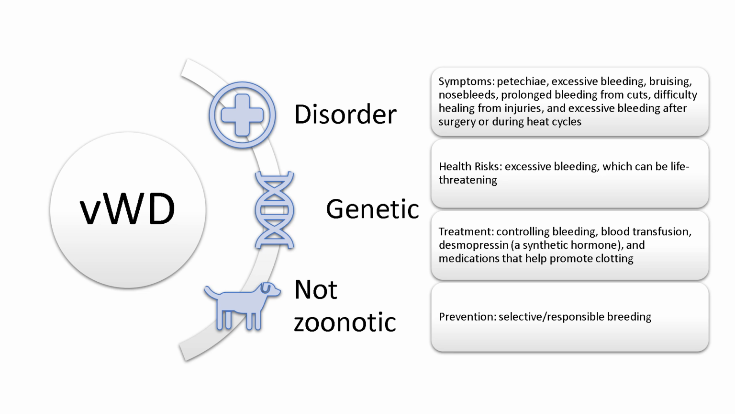triggering bleeding. Prevention of von Willebrand's disease is primarily achieved through responsible breeding practices. Affected dogs should not be bred, and genetic testing of breeding dogs can help identify carriers of the condition. Early diagnosis and careful management can prevent severe bleeding episodes.